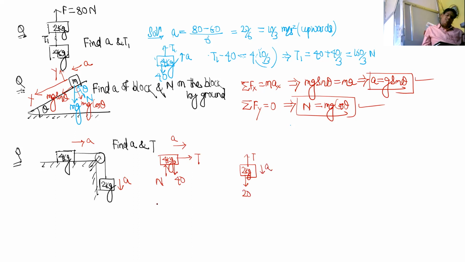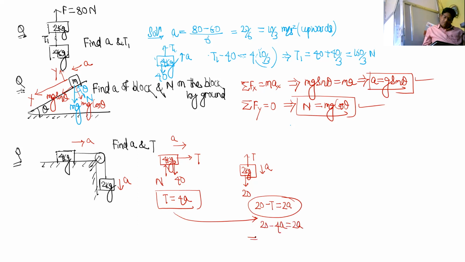So for this, horizontal is the x direction, vertical is the y direction. So for this the equation comes out to be T equal to net force equal to ma. And for this the equation comes out to be 20 minus T equal to 2a. And then put T from here to here and solve it. So 20 minus 4a equal to 2a. So this comes out to be a equal to 20 by 6 or 10 by 3. Have you got this much? Yes, sir. Now tension you can solve from here. Tension equal to 4a, so 40 by 3. Have you got it? Yes, sir.